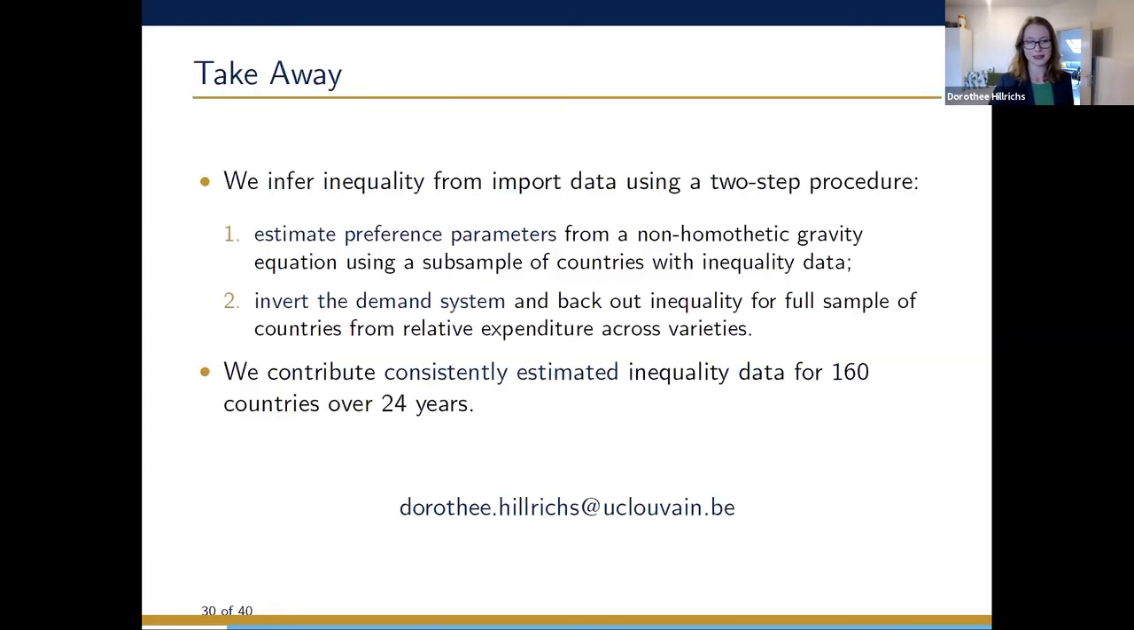And I will sum up here. So we have developed a methodology to infer inequality from import data using this two-step procedure that is based on economic theory, and that consists of two major steps, where in the first step we estimate preference parameters, and these classify varieties, so product-exporter pairs, using a subsample of countries for which we have inequality data.